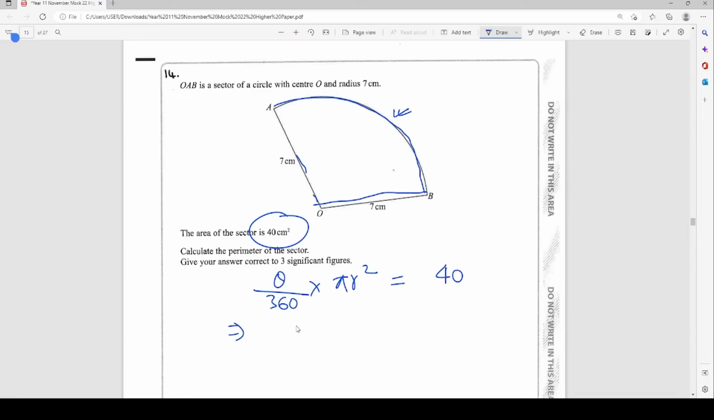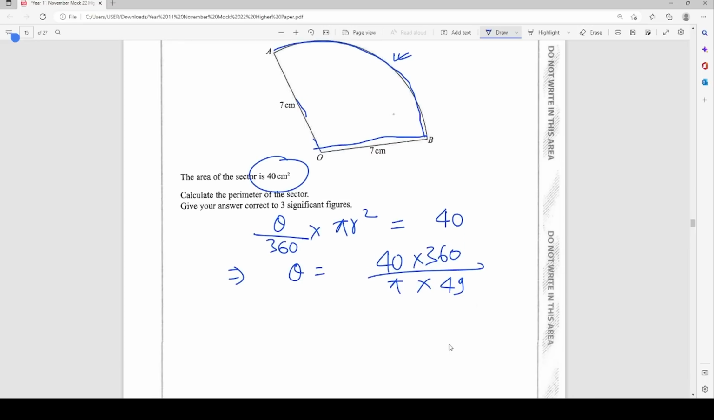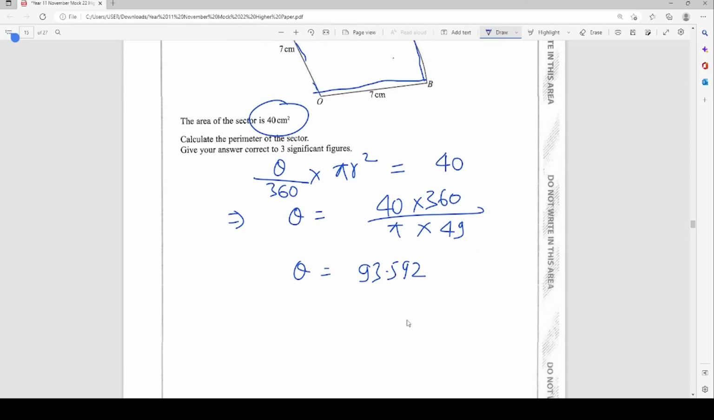We are calculating theta, so I will make theta the subject: 40 times 360 divided by pi times radius square, which is 49. You just have to use your calculator now. Here you will get 40 divided by 3.14 times 360 divided by 49, and theta comes out to be 93.592. I have used pi as 3.14. If you have a scientific calculator, use pi, you might get a value quite near to it. Since we have to do the rounding towards the end, I'm not going to do any rounding here.